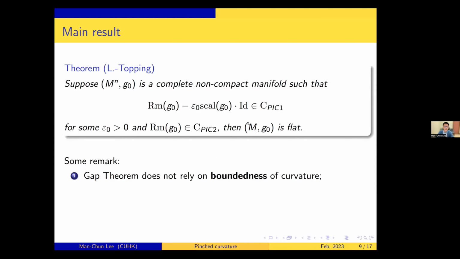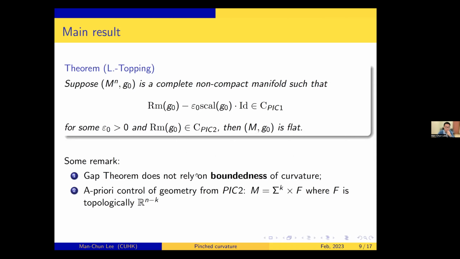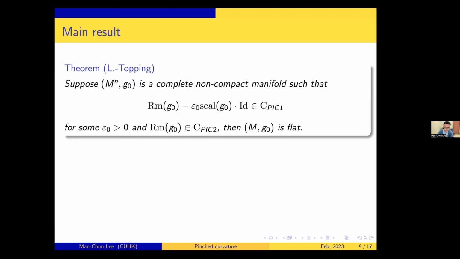Okay. So first of all, one of the key points of this theorem is we don't rely on boundedness of curvature. In all the previous work, except the three-dimensional one, people used some Ricci flow which relies on bounded curvature. But in this case, we are able to remove it. And one more thing. In the previous slide, let me go back to this.